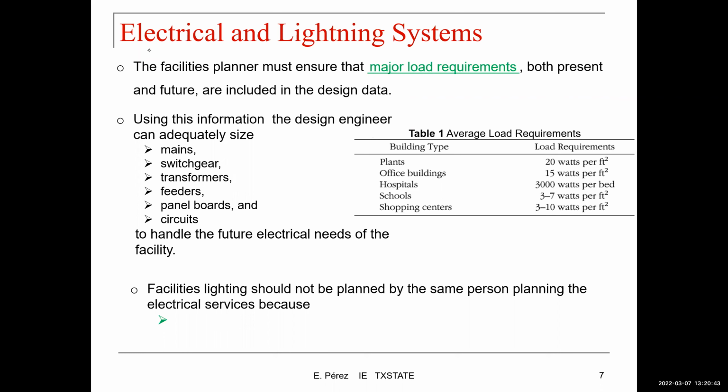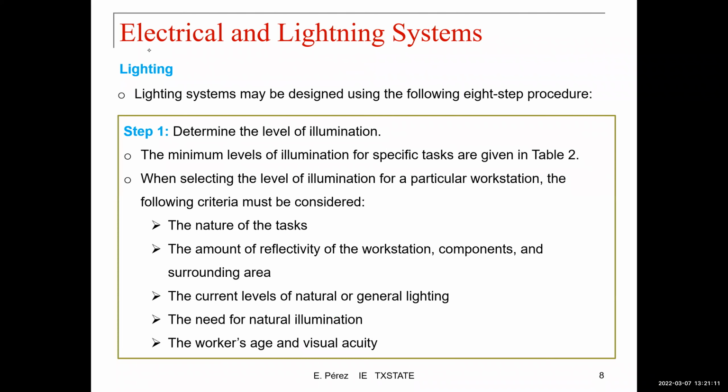Facilities lighting should not be planned by the same person planning the electrical services because illumination should be custom designed for the areas within the facility. Again, depending on the type of process that you're going to be running in these areas, you might have some specific requirements in terms of the lighting. So we have to take that into account. The lighting system might be designed using the following 8-step procedure. So this is again a process, right? We have to take into account multiple things.